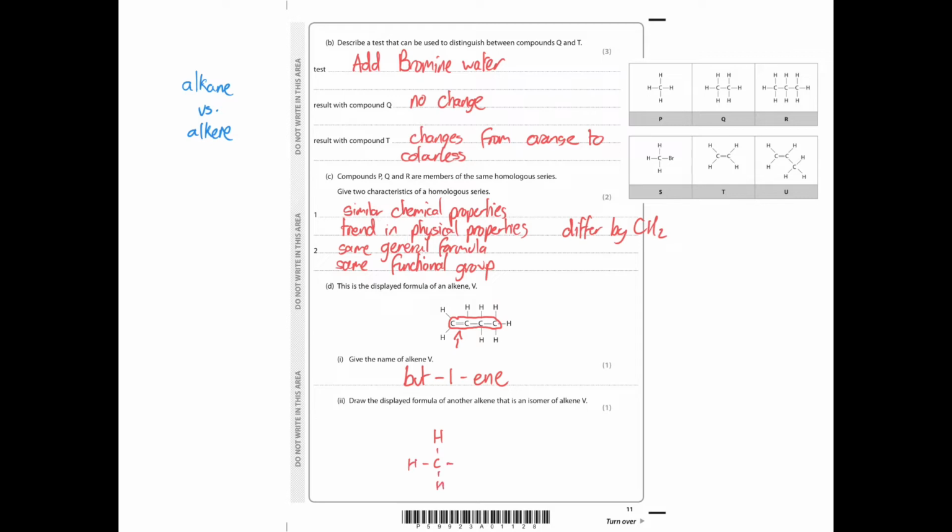must also be C4H8, and therefore my double bond has to move from between carbons 1 and 2 to between carbons 2 and 3. Remember, for a displayed formula I have to draw every single bond. That includes all of the carbon-hydrogen bonds.